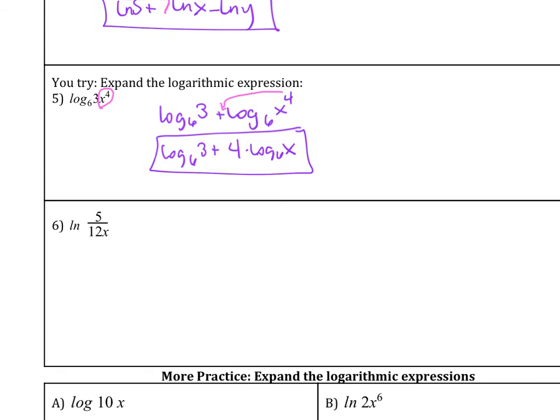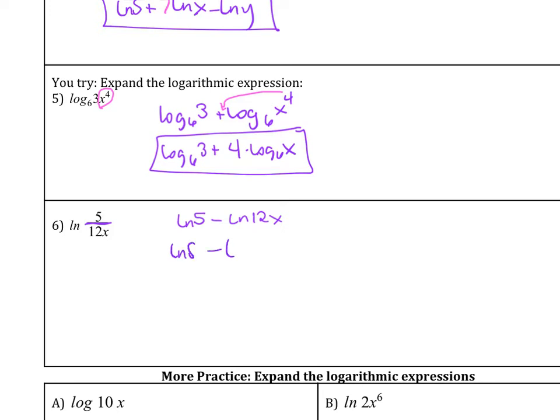So we're going to separate this. We look at the division first. We have natural log of 5. Dividing means we subtract natural log of 12x. So the natural log of 5 is good. That one is done. Then let's take a look at natural log of 12x. We need to separate that.